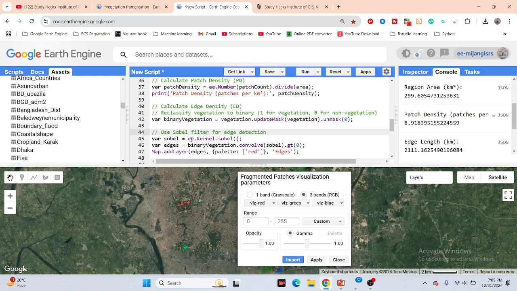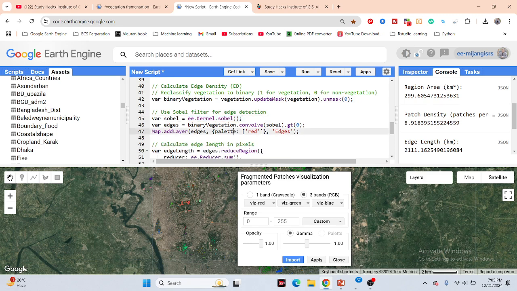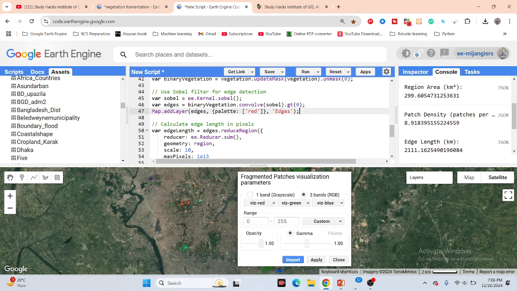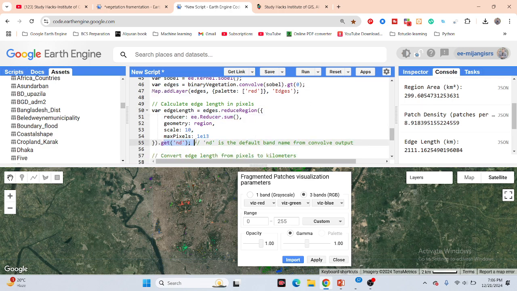Okay, so I call the kernel ee.kernel.sobel, and then I take all pixels greater than 0, and further we calculate the edge from here. And then we calculate the length in pixels. For that, I call the edge and from here I calculate the total length of the edge. I put the sum here and calculate the total edge length.